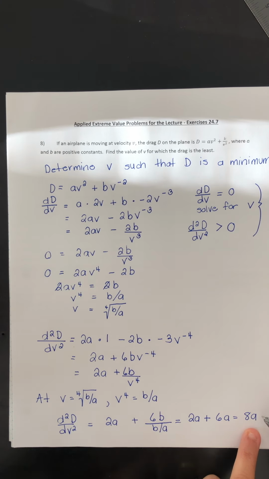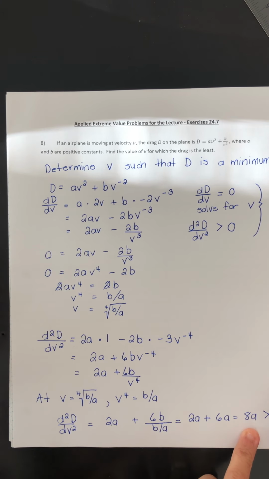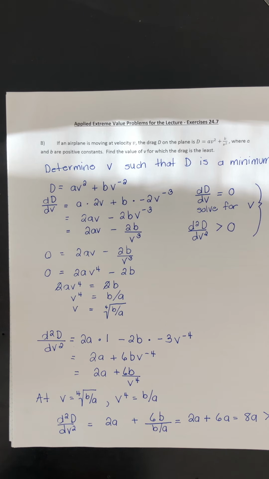How do we know that 8a is greater than 0? Because in the original problem, they said a and b are positive constants. Okay, so all of this part here is called the second derivative test. And all we were doing is ensuring that at the velocity we found, the drag would be a minimum.